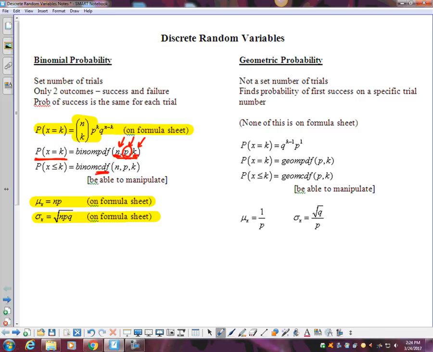When you use binomial CDF, your n, p, k stay the same, but this is the probability of having less than or equal to a certain number of successes. The average and the standard deviation, again, are on your formula sheet.